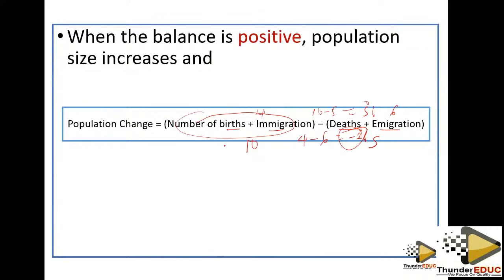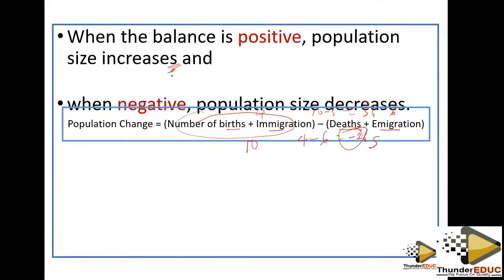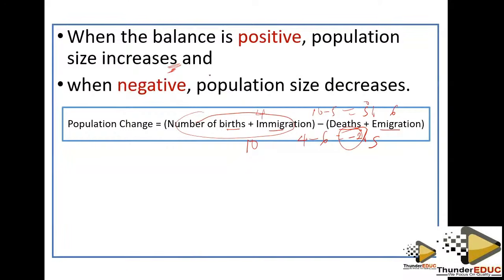Therefore, we can say that when the balance is positive, the population size increases, or there is an increase. And when the balance is negative, it means that the population size is decreasing. So if you get a positive value like 5%, the population is increasing by 5%. And if you get a negative value, then it means that the population size is decreasing.